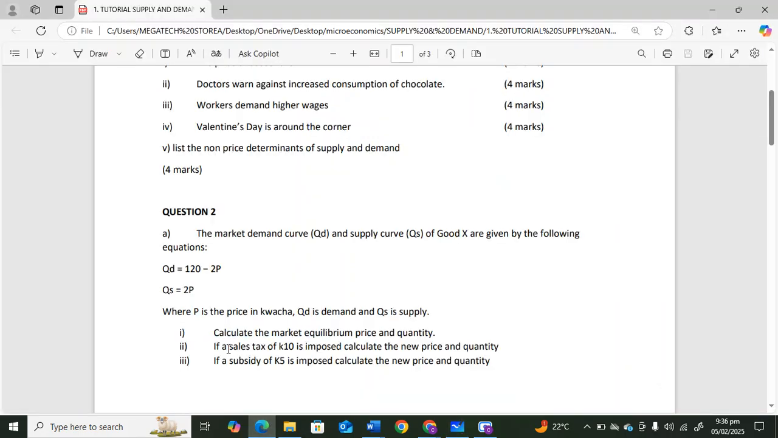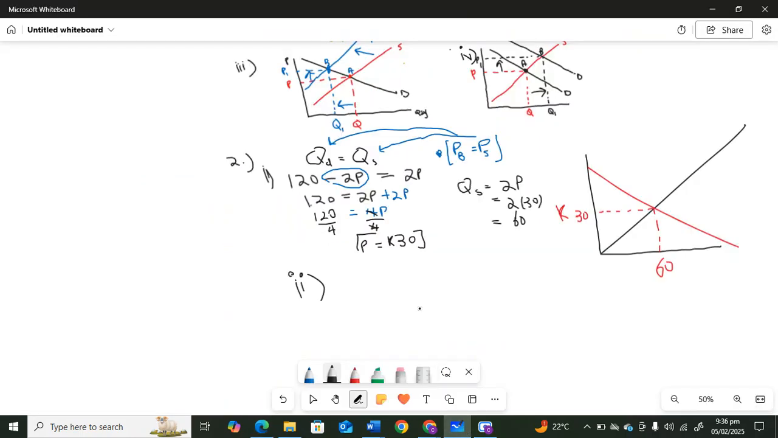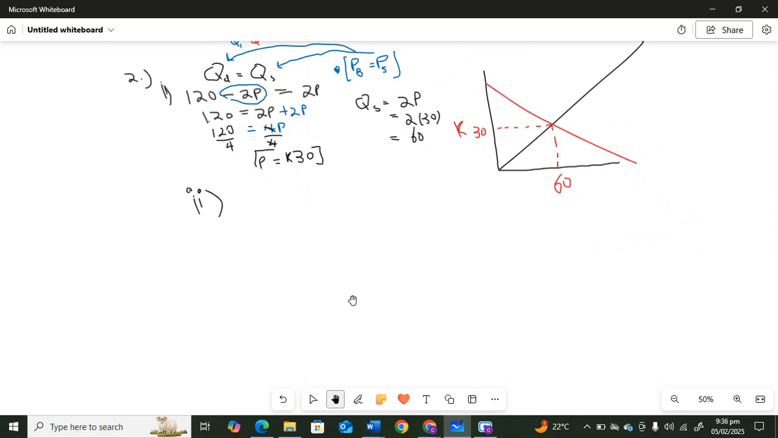If a sales tax of 10 kwacha is imposed, calculate the new price and the new quantity. Okay, so here we've got tax involved. The first thing that you need to do once you hear there's a tax or a subsidy is adjust the supply function.